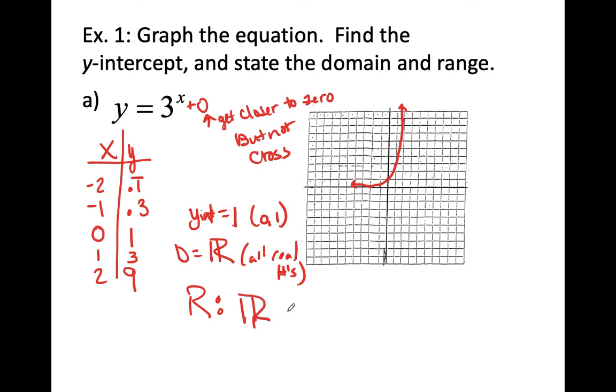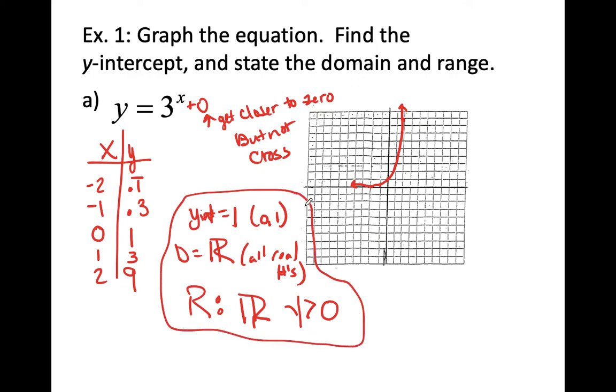So for the range, you can write out "all real numbers, y greater than whatever your c value is," so whatever they're approaching, 0. So here would be the second part of your answer. The y-intercept, your domain and range, and then your graph would be your answer.